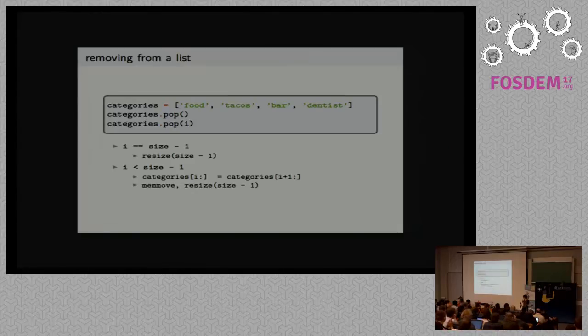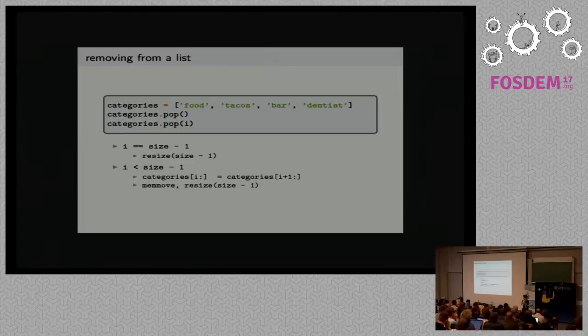But if we don't want to remove the last item, we'll have to move all the items after the item we want to remove. We'll shift them 1 slot to the left. What's really happening is that you could use slicing to do it. It's exactly the same thing. Under the hood, a call to mem_move is done, which just copies a chunk of memory from source to destination, and then calls resize with the size -1.